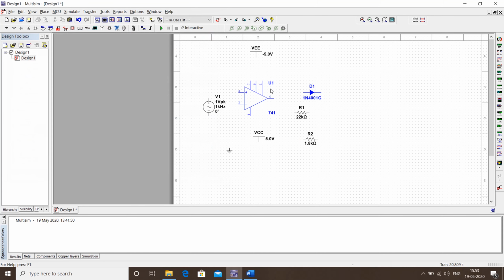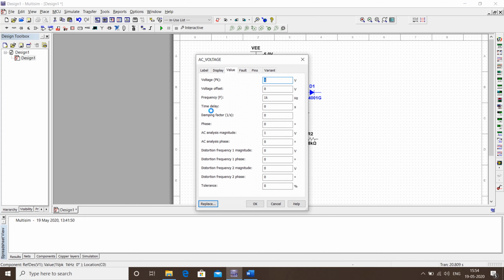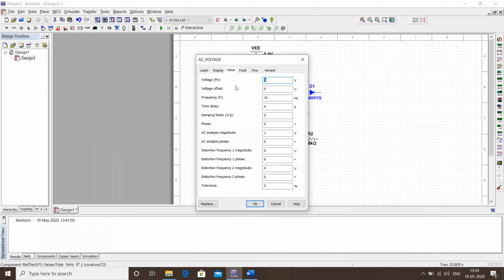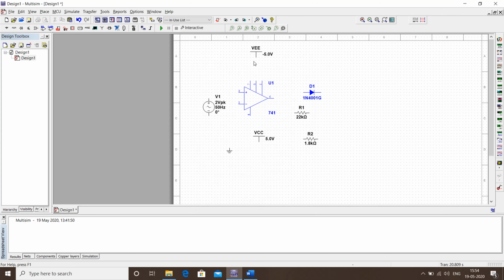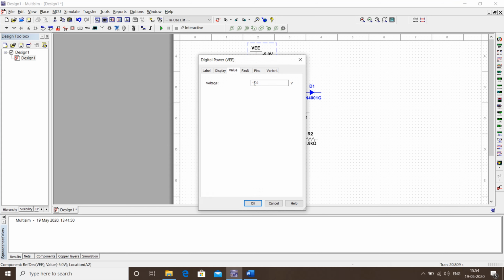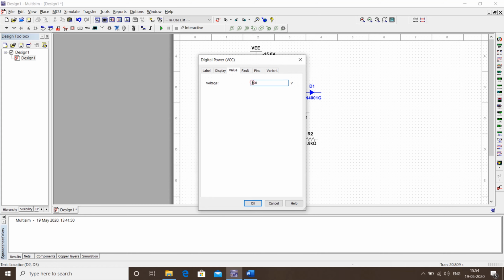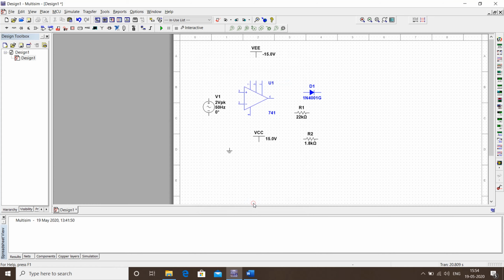The next part is we have to set the values for voltages. We have to set the input voltage of 1.414 RMS. In this case, this is a peak voltage, which is nothing but 2 volt peak that we have to set, and a 50 hertz frequency has been set at this particular part. So this will be minus 15 that we are going to set, and this will be plus 15 that has been set at this particular part.